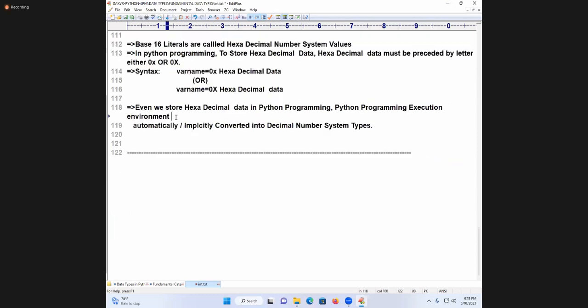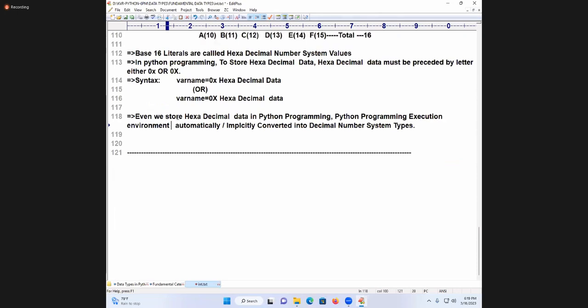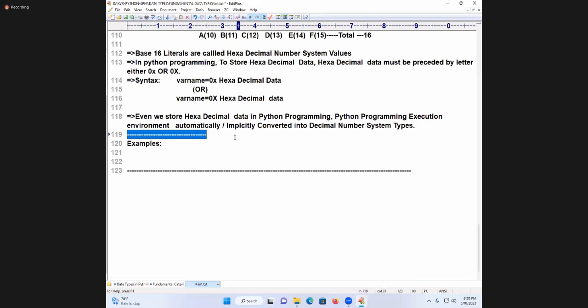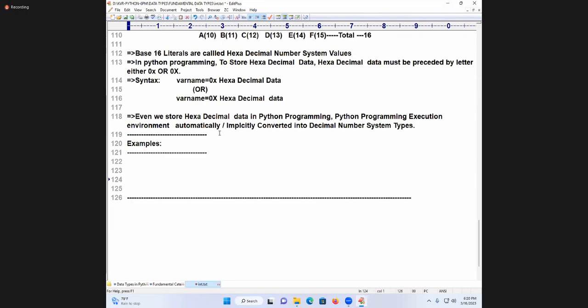The Python programming execution environment automatically or implicitly converts it into the decimal number system type. Now I will be showing you practically in the class. Online students, it is easy once you understand yesterday's class. Students online, please confirm it. Up to here, it is clear, I hope. Let me go to the example section now.